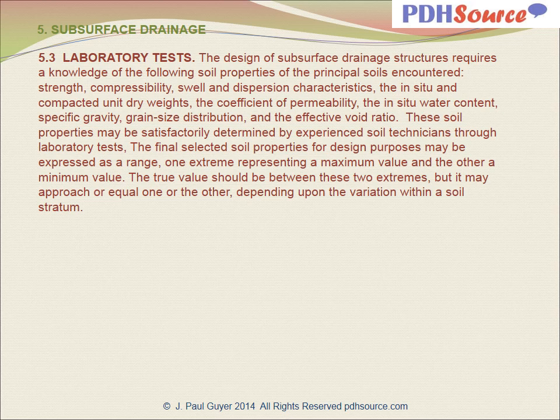The final selected soil properties for design purposes may be expressed as a range, one extreme representing a maximum value and the other a minimum value. The true value should be between these two extremes, but it may approach or equal one or the other depending upon the variation within a soil stratum.